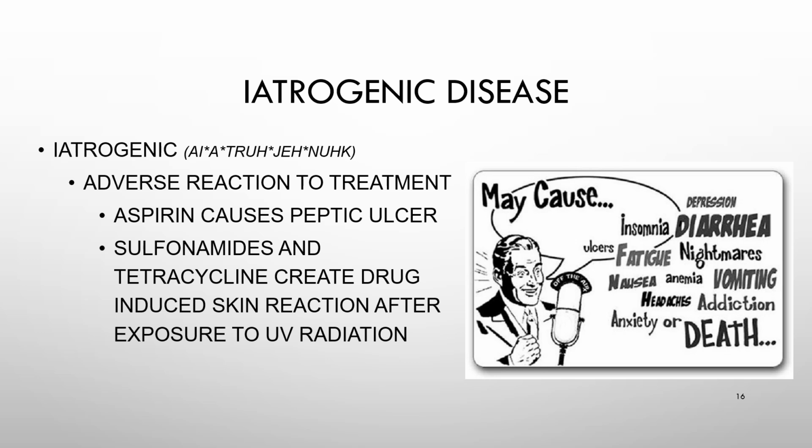Key point, iatrogenic does not mean malpractice. It means an unintended adverse effect, even when care is appropriate and evidence-based. A classic example is aspirin causing peptic ulcers. Aspirin is widely used, effective, and generally safe, but it can disrupt prostaglandin production and compromise gastric mucosal protection.